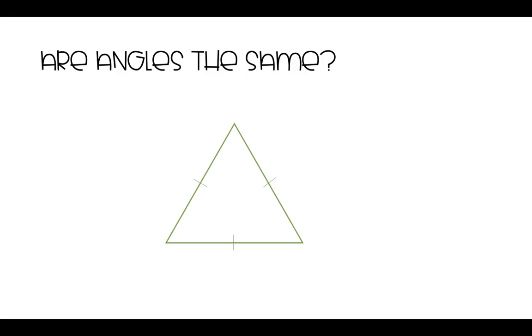Okay, so finally we're going to just quickly talk about, can we use our knowledge of triangles to find out if the angles are the same? So in this case, I know I said this before, so I'm just going to skim over this. We know that each of these are 60 degrees. So in an equilateral triangle, all side lengths are equal and all angles are equal.